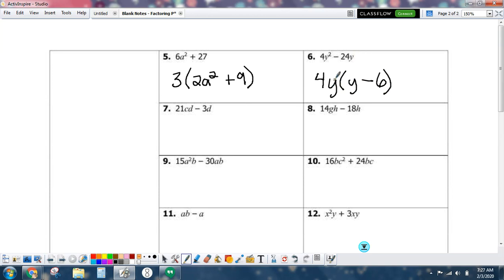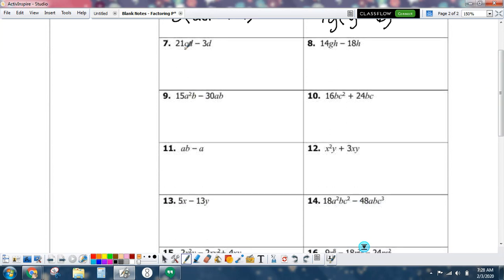Okay, and you can check this. I highly, highly, highly recommend that you check them by multiplying and making sure that when you multiply this, you end up with this answer. Okay, so just double check. Well, 4y times y, that's 4y squared. And then 4 times negative 6 is negative 24. Y times 1 is y. And yes, that does match up. All right, so go ahead and try number 7.